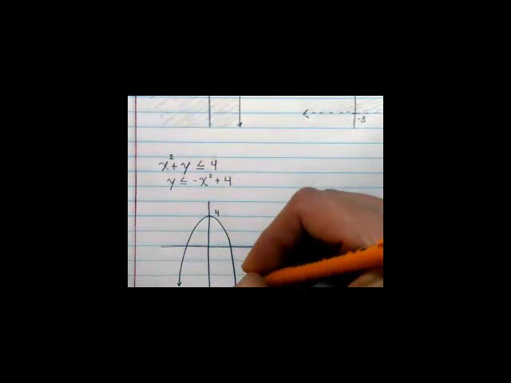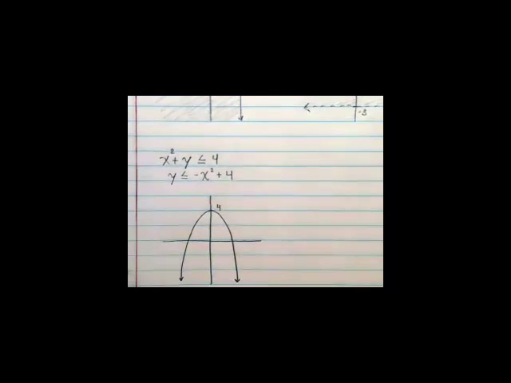Or equal to. So they're going to have solid parabolas and dotted parabolas, just like the lines, right? Depending on if the boundary is included or not. And this is less than. So we're going to shade below the parabola, right? So if I'm going below the curve, it's going to be all of this inside of here.